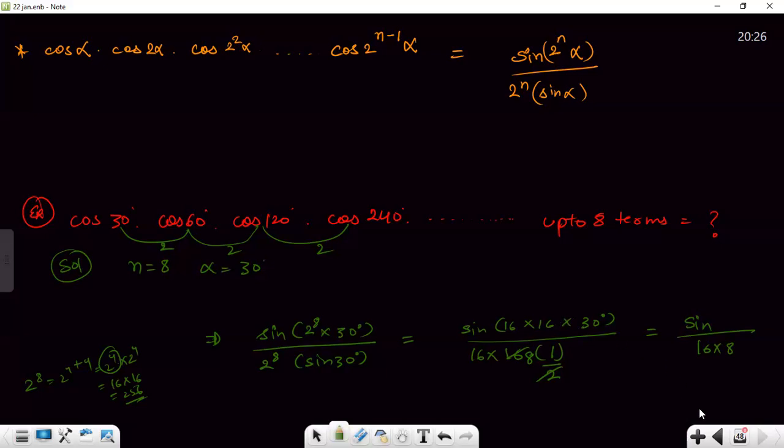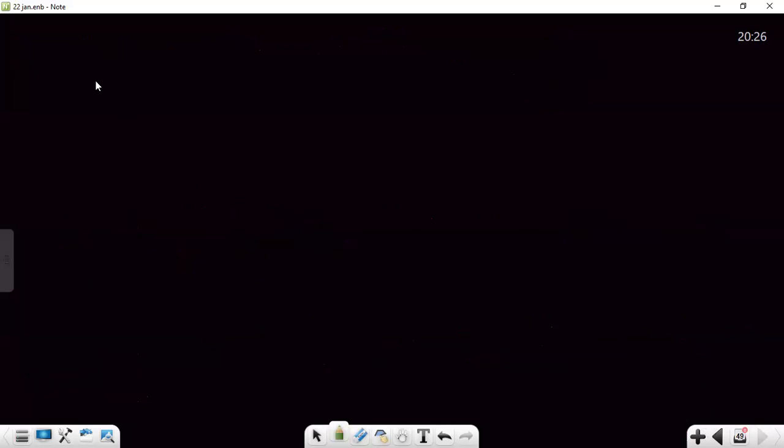Now we need to understand one thing: after every cycle of 360 degrees, the angle is equivalent to 0. So 360 into 2 will be 720, and that will also be 0. 360 into 3, 1080, will also be 0 degrees. So similarly, 360 degrees into any integer is equivalent to 0 degrees.